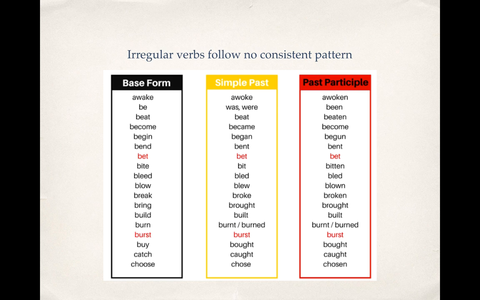So the base form, the simple past, the past participle, like become, became, become again, begin, began, begun. They're all different. There's no rhyme or reason. And there are several, you can see the few highlighted here, that are the same all the way through. I bet today, yesterday I bet on a horse, and I have bet on that horse in the past. So there's no rhyme or reason. You just have to review and practice. So I really encourage you to do the practice quizzes that I post on irregular verbs, because there will be a section on your next test on irregular verbs.